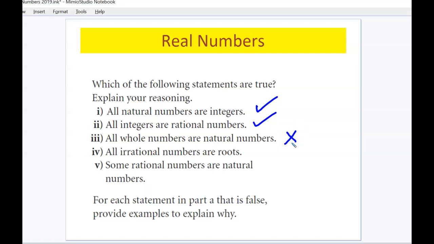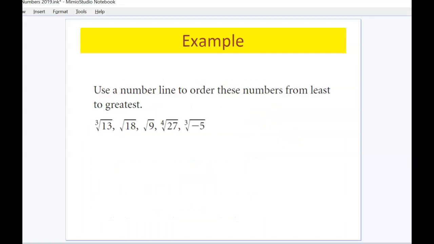All irrational numbers are roots. Well, no, because we also have pi, which is not a root, so that's a false statement. Some rational numbers are natural numbers. That's a true statement, yes. Okay, so those are the 5 questions dealing with the real number system, natural numbers, whole numbers, etc.